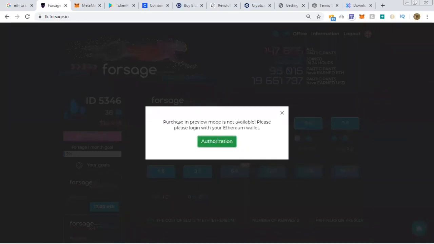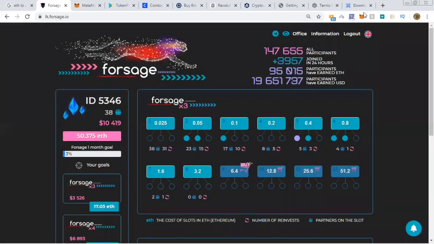Well, because as you see, it says purchase in view mode is not available. Please log in with your Ethereum wallet, okay? Meaning that you would need to sign in with your MetaMask, which I'll do here in a second. But you can use the back office like this to do most of the things and see most of the things that you want to see, right? If you want, which we're going to go through today a little bit.